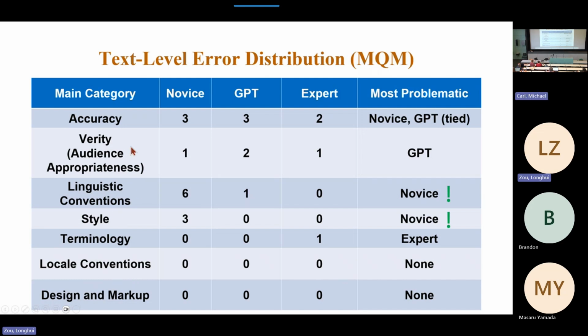And the translation delivered by the novice project manager showed most issues in accuracy, linguistic conventions, and style. And GPT's translation was primarily problematic in terms of accuracy and verity. Meanwhile, the translation delivered by the expert showed the most issues with terminology.